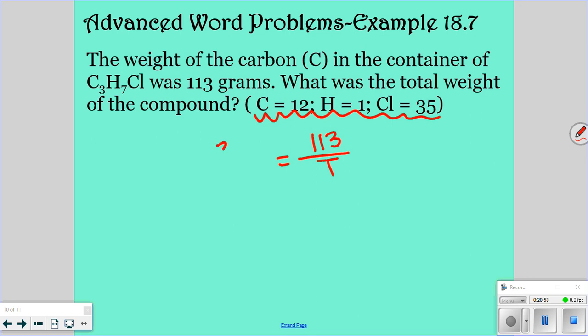So the carbon weighed 36. And then the total weight of the one compound would be 36 plus each hydrogen weighs 1, so 7. And then there's 1 chlorine, and it weighs 35. So plus 35. So if you add those together, you'll get 78. And so carbon was 36 out of the total of the 78. And so now you're going to cross multiply.